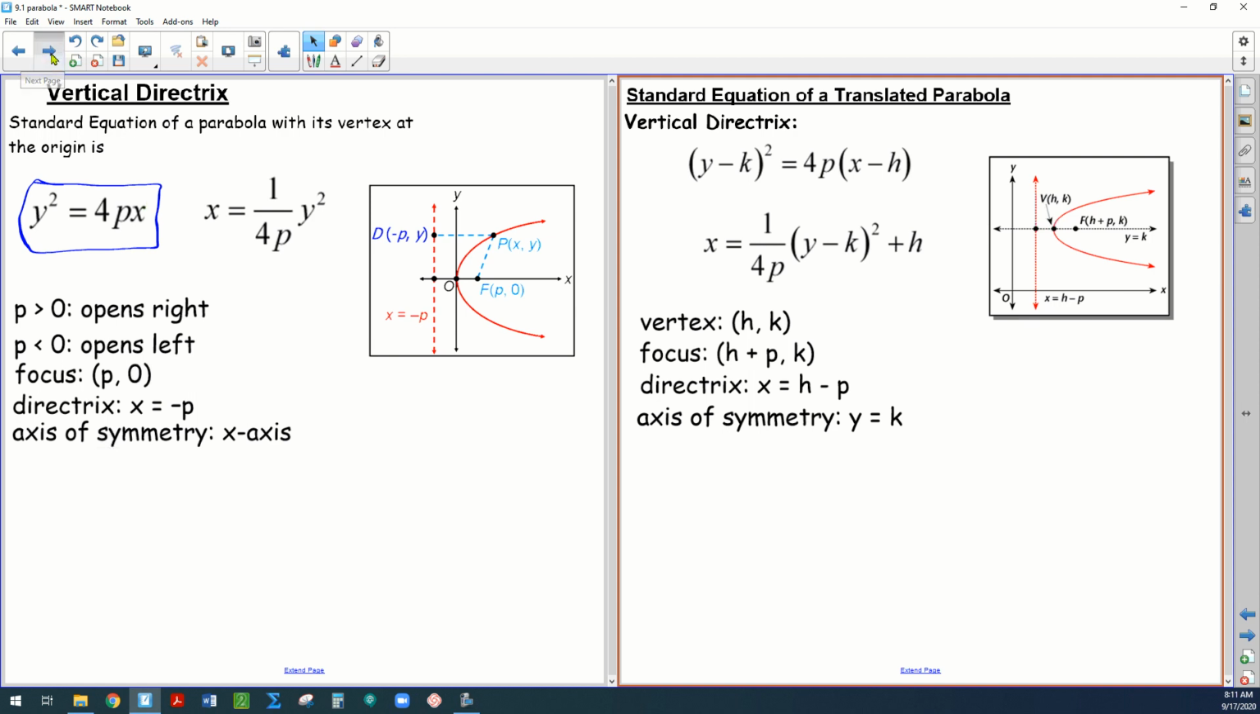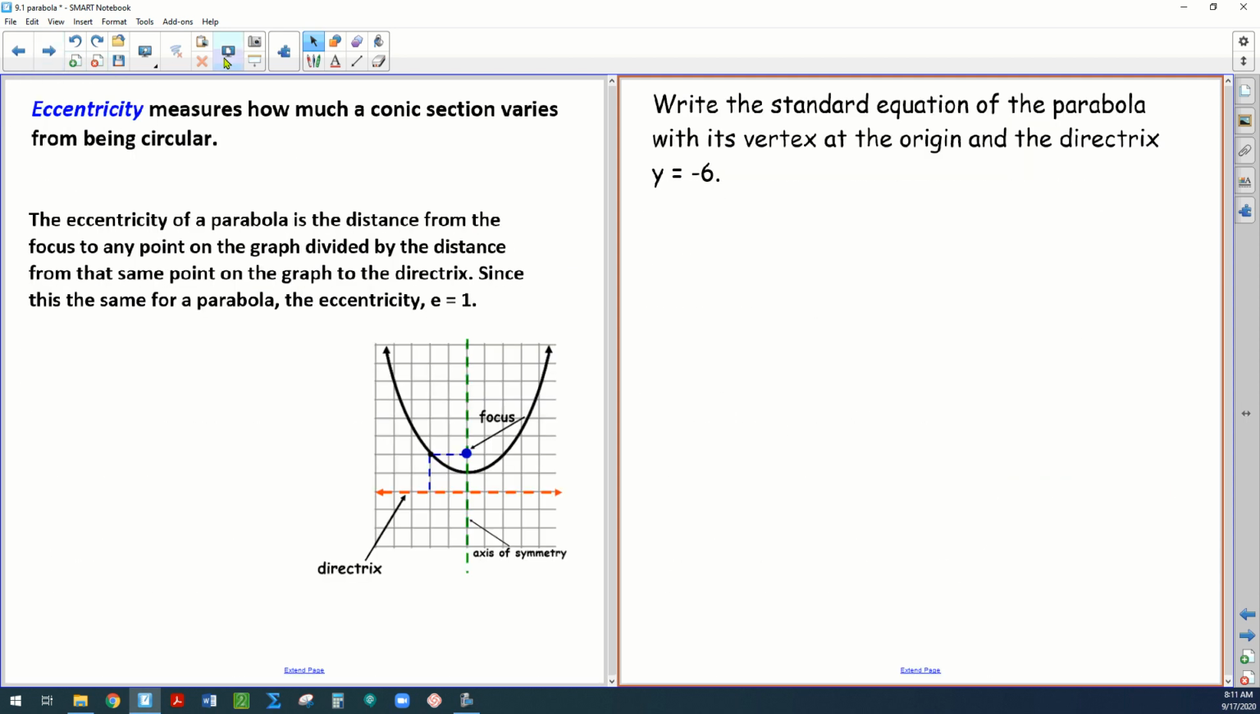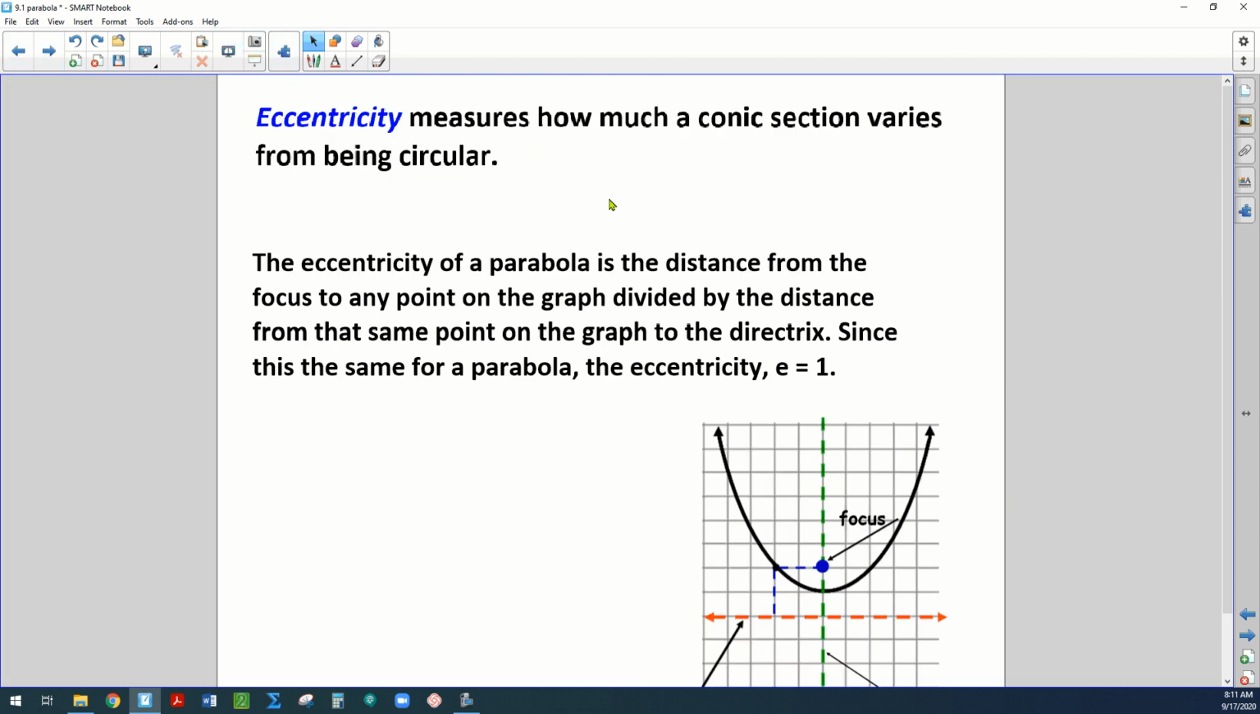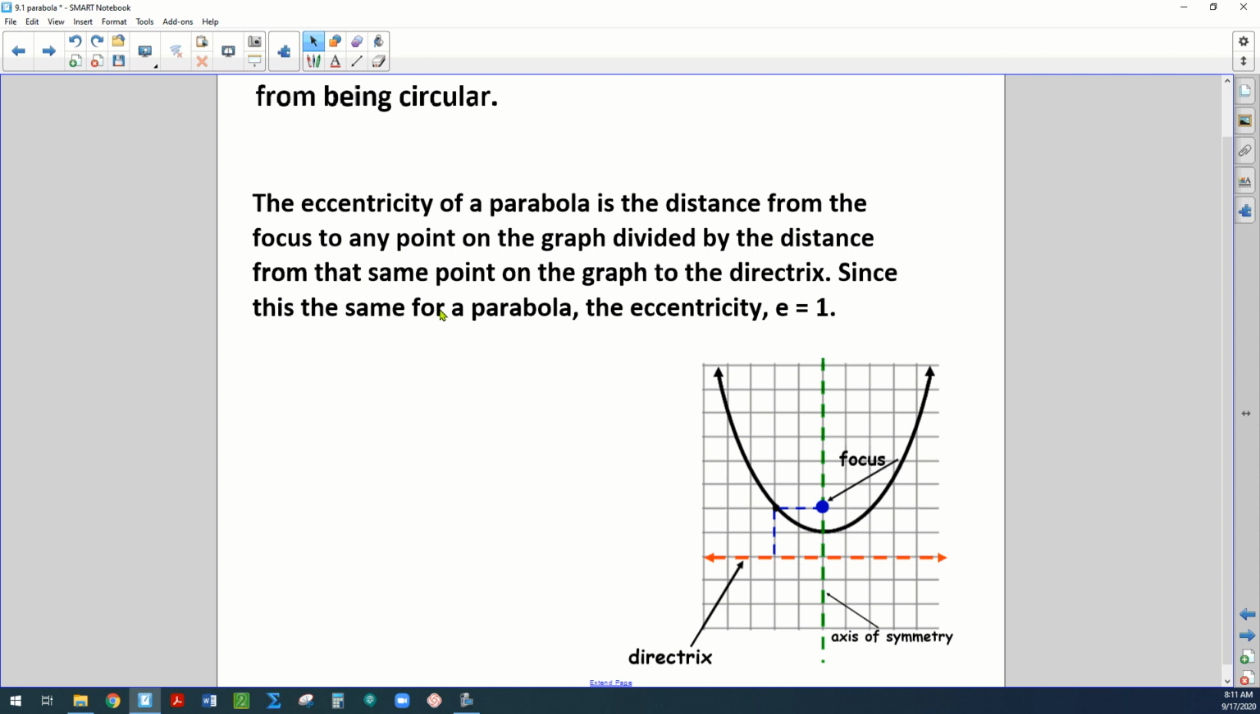The very last thing I want to tell you about is called eccentricity. Eccentricity measures how much a conic section varies from being circular. So a circle has an eccentricity of 0 because it is completely circular. It doesn't vary. A parabola varies quite a bit because it doesn't look anything like a circle. Like it's curved, so maybe it looks more like a circle than it does like a line, but you could argue that maybe it doesn't. Okay, so the eccentricity of a parabola is equal to 1.